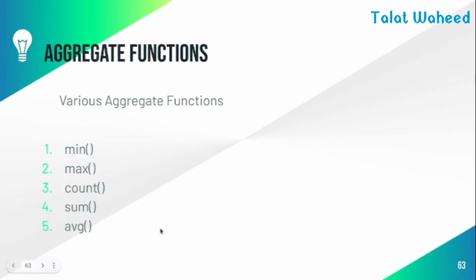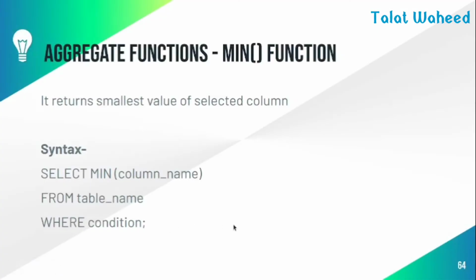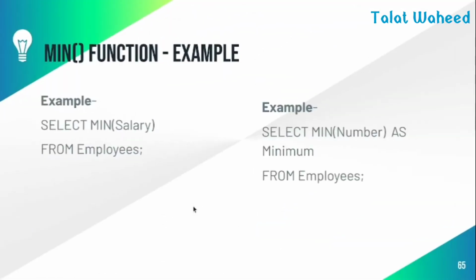So let's talk about the min function. The min function returns the smallest value of the selected column. Whenever you select any column, it will return the smallest value of that column. This is the syntax: select min(column name) from table name where condition. For example: select min(salary) from employees. Here it will return the minimum salary of the employees table. We can also use a column alias with the as keyword, so it will return with the alias column name.